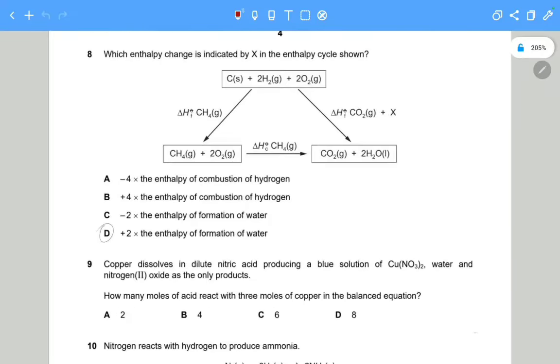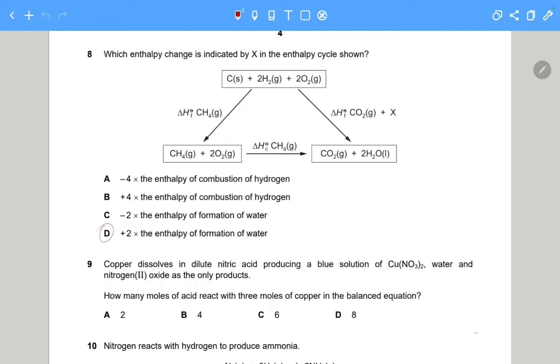Next question, question 8. Which enthalpy change is indicated by X in the enthalpy cycle shown? So they've given us a Hess cycle here. We don't have to draw one, thankfully. And let's go through the options.